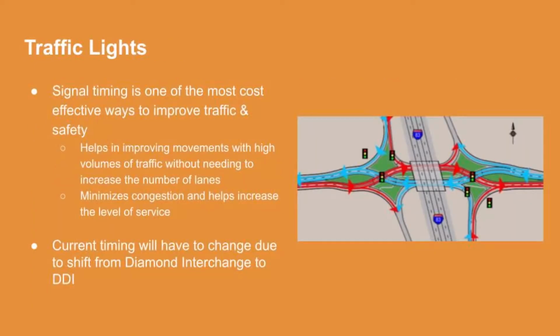Now the group will be discussing our next objective, which is traffic lights. We decided that signal timing would be very important because it could help handle the increasing traffic volume and help improve safety. It'll be especially helpful in improving movements with high traffic volumes without the need of additional lanes. Signal timing will help tackle the problem of future congestion and stop the drop in the level of service.